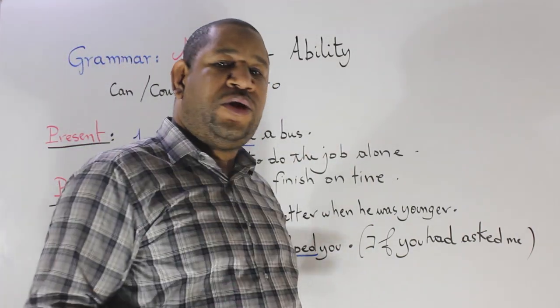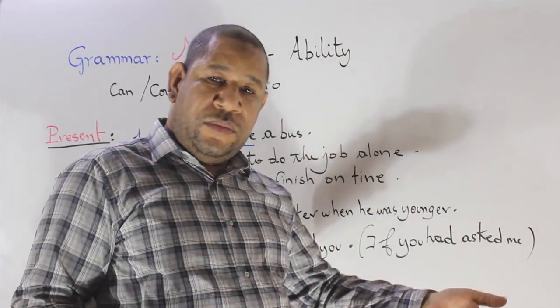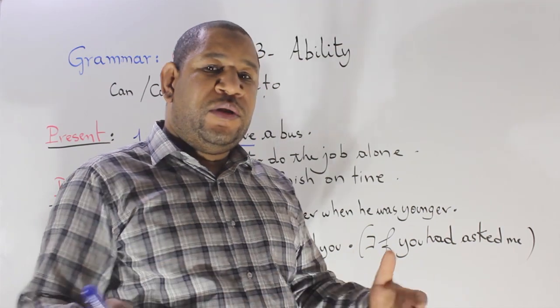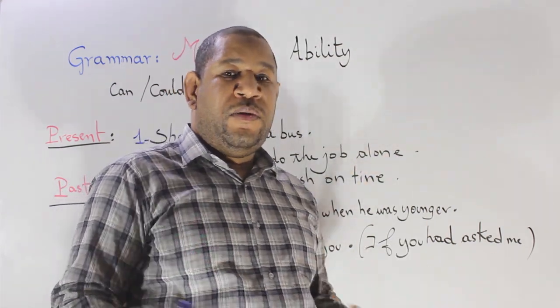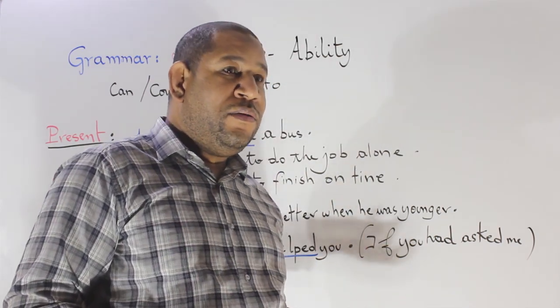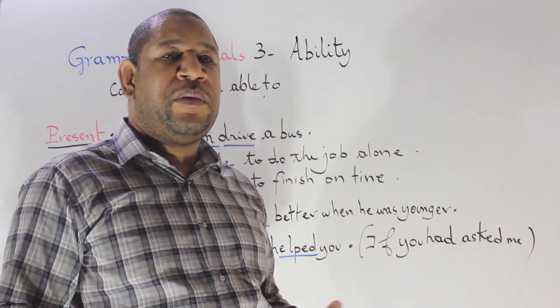We speak about the future. I will do the job alone. I will be, depending on certain circumstances. So that's why we use I am able. What's the difference between I can do something and I am able to do something?